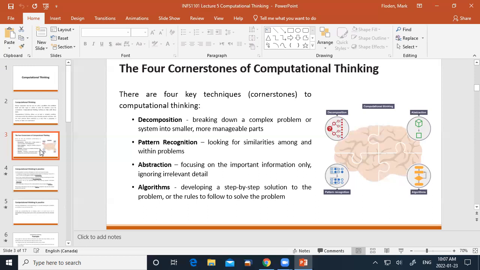Algorithms, by the time we get to algorithms, we're on our way to solving a problem computationally, but the idea of an algorithm is a step-by-step process. Now, remember in earlier lectures, we talked about cooking and a recipe as being an algorithm. So that's a day-to-day experience that we have with algorithms, but we also use it a lot in computing.